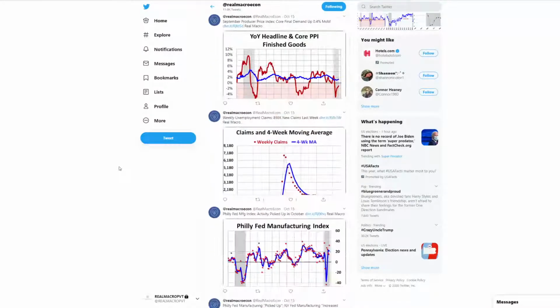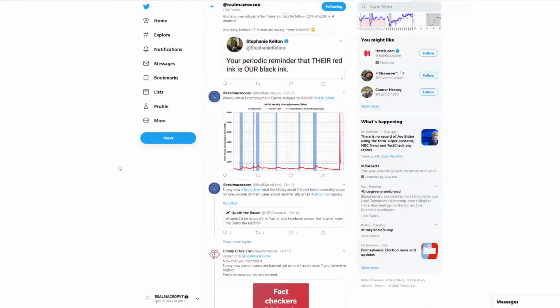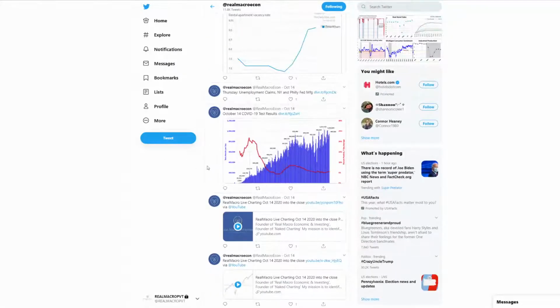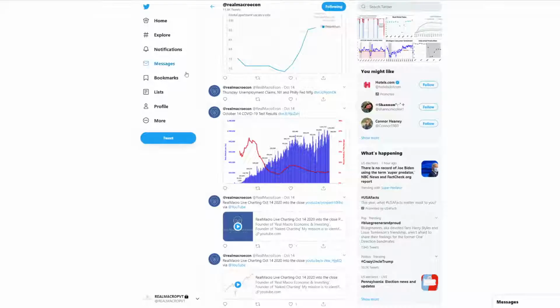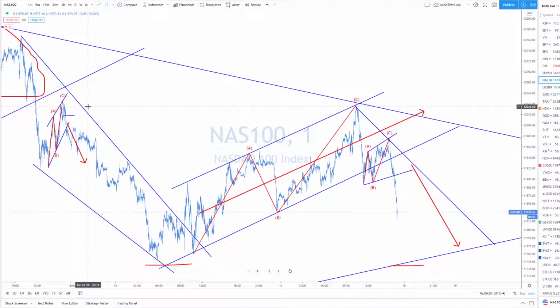Where is it? What is it? Well, it's rising, but that's not what I wanted to show. Anyway, we're going to see how this is going to work out, okay?